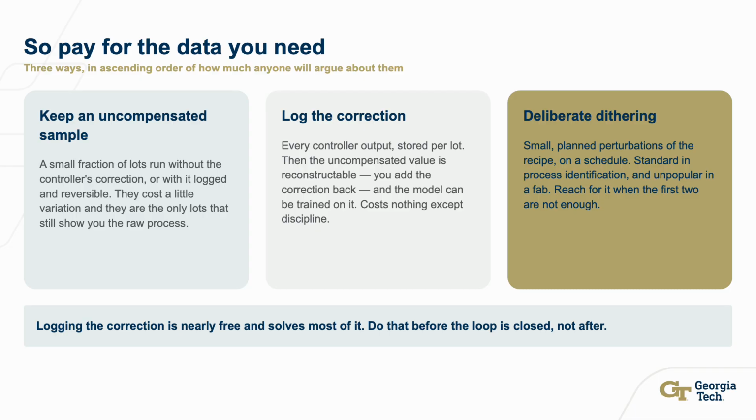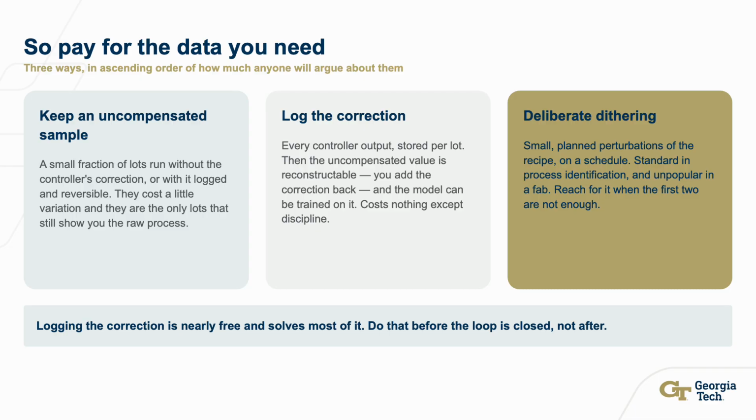Log the correction: every controller output stored per lot alongside everything else. Because then the uncompensated value is reconstructible. You know what the process did and you know what the controller subtracted. So you add it back and train on that, no sacrifice lot at all. The cost is nothing except discipline. One extra column, and it is very often missing because the controller lives in one system and the historian lives in another. Nobody joined them.